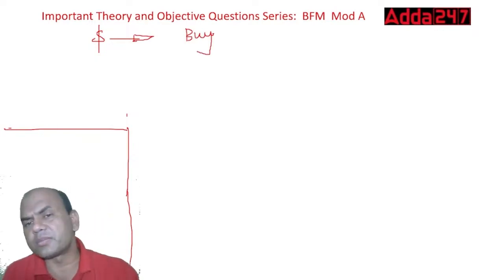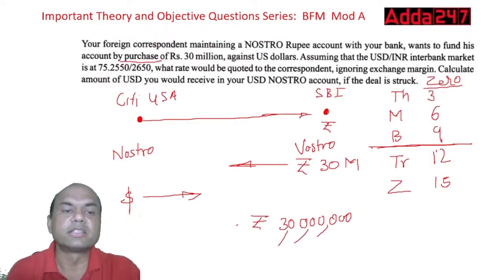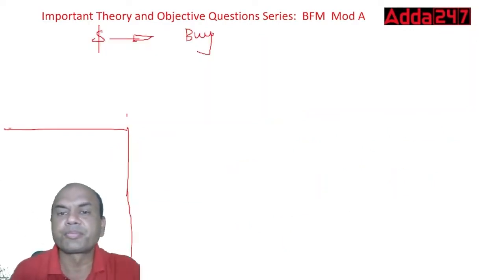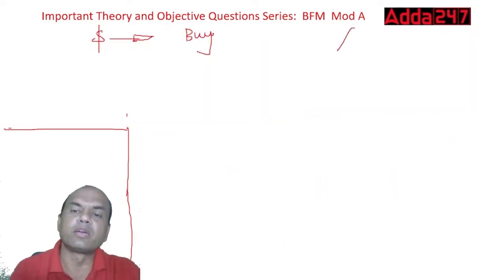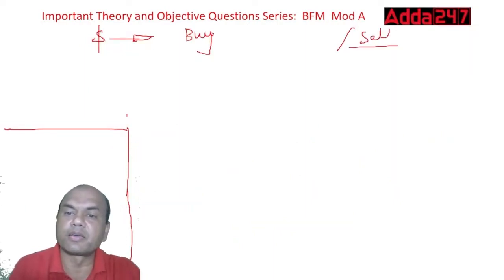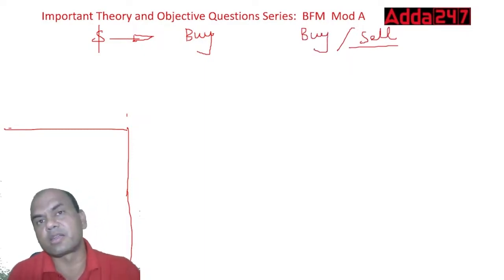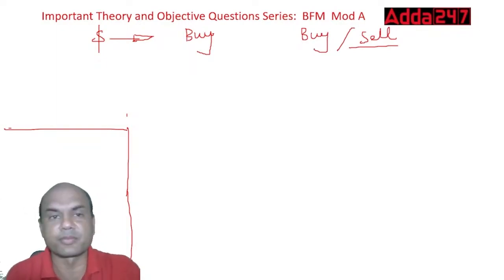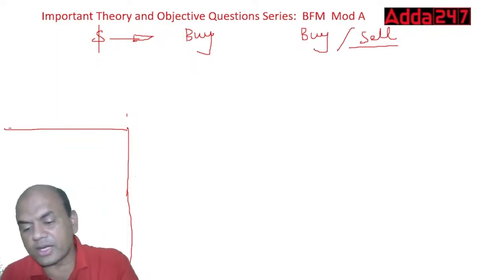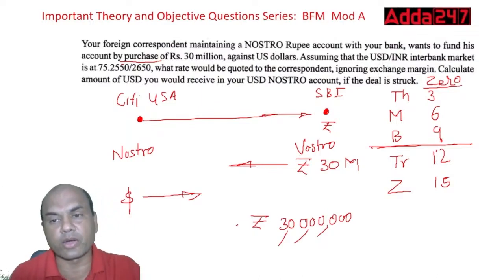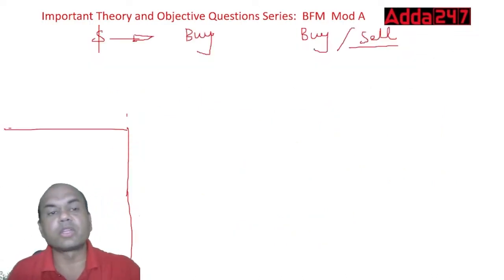What is the buy rate? Now look at this rate: 75.2550 2650. Always remember, whenever you write the rate, the right side is always known as the sell rate, and this side is always known as the buy rate. So here we'll be using the buy rate. Why? Because dollars are coming in. Now what is the rate given? The rate given is this 75.2550. We'll take it. So now what do I want?